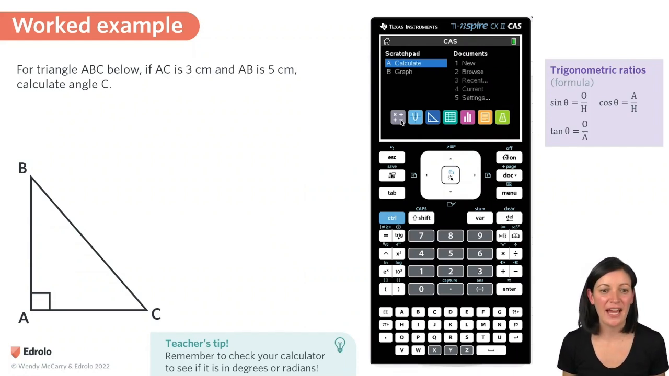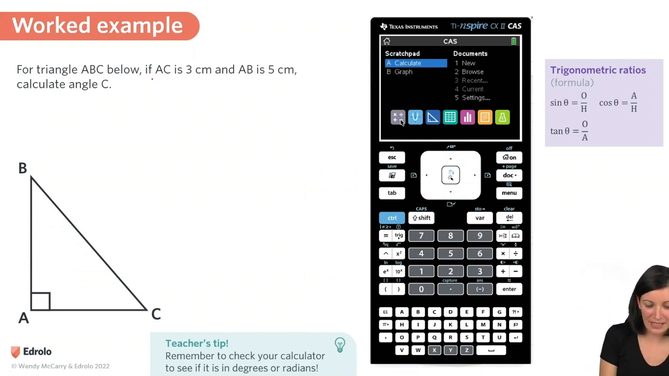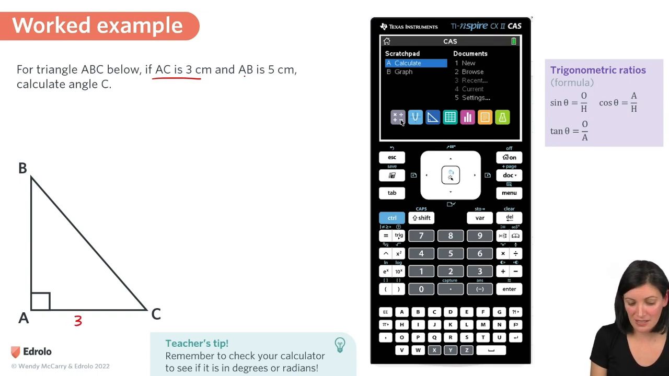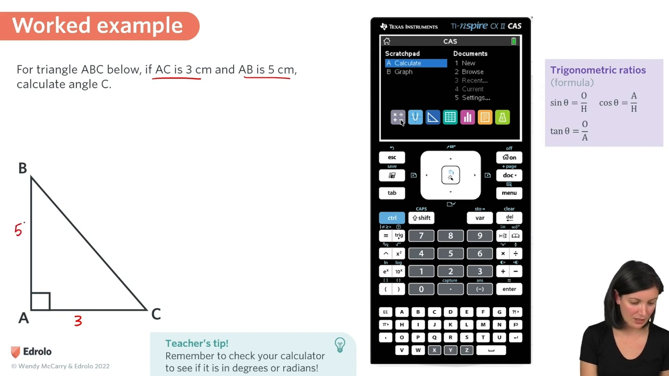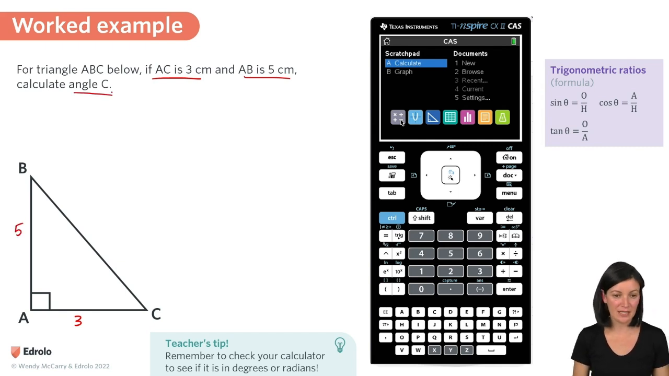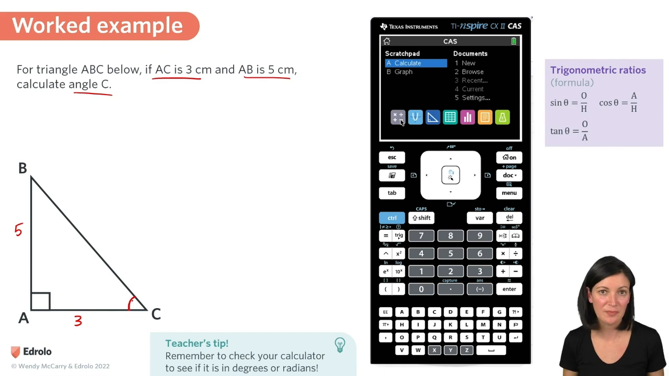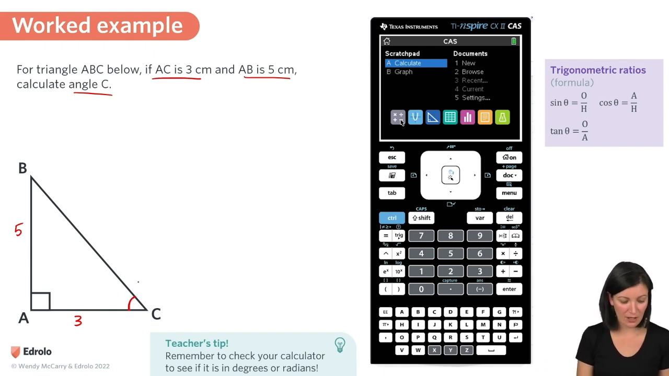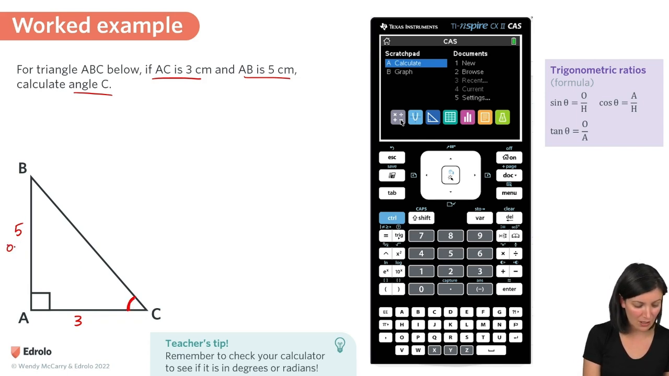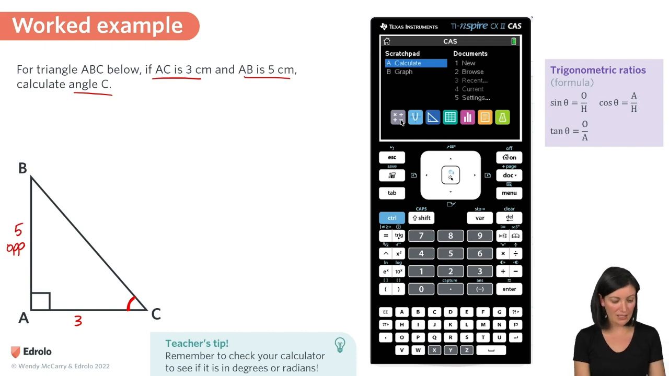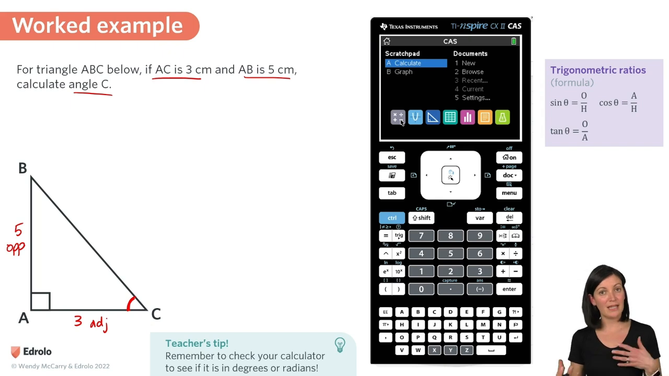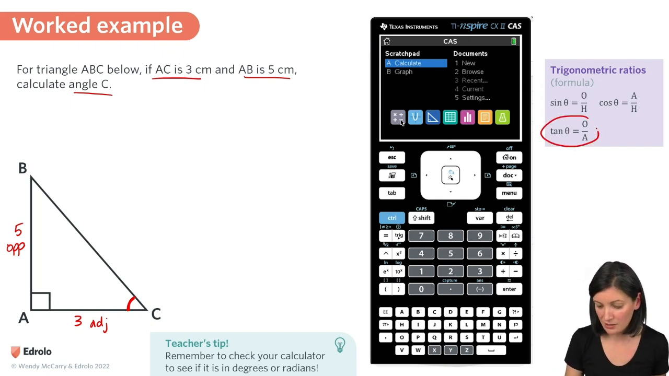This time we have the length AC being 3 centimeters, and then AB is 5 centimeters, and we want to calculate angle C. So we want to calculate this angle here. First let's label our sides. The angle we want to find is this one, that's our reference angle. That means this 5 here is the opposite side, and the 3 is the adjacent side. So the ratio that uses the opposite and the adjacent would be this one here, tan.